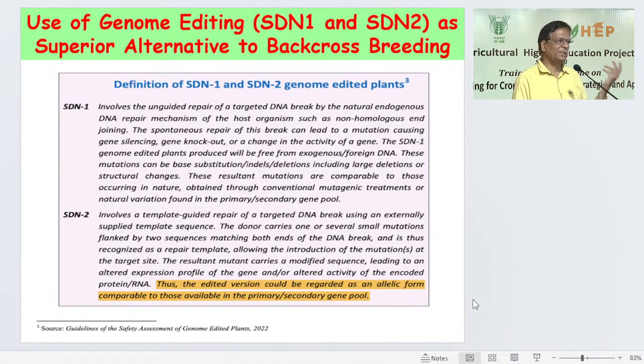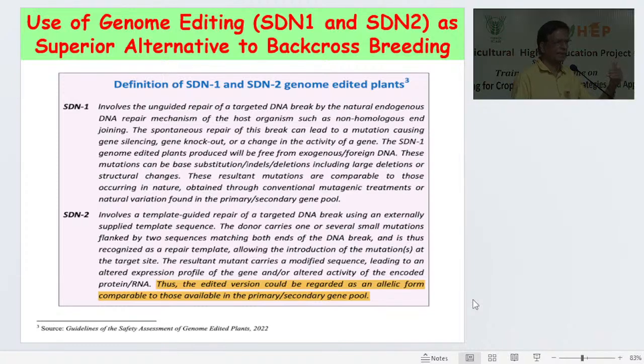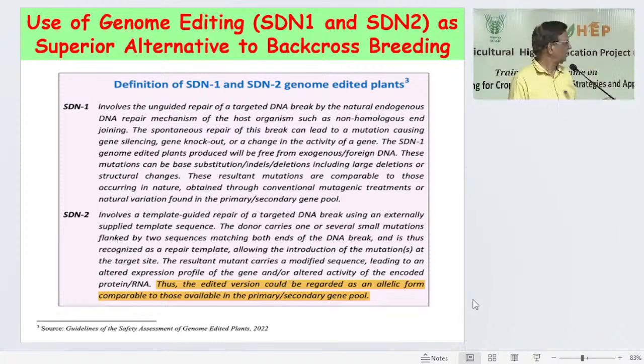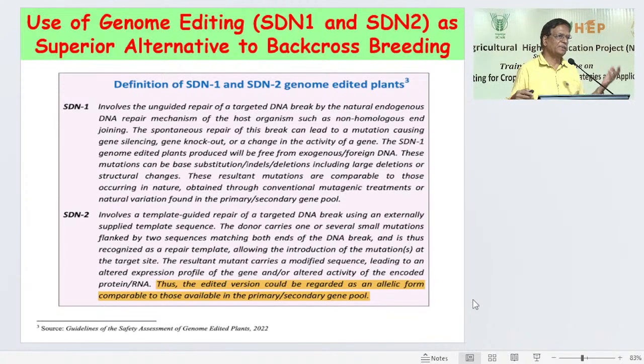Basically you are developing isogenic lines. You are not introducing any foreign genes, so there is no need to control like GM crops. Even though you are using transformation to start with, your end product is free from the transgene. Because genome editing is performed at a different location and the CRISPR-Cas is integrated at a different place, you can separate it out.